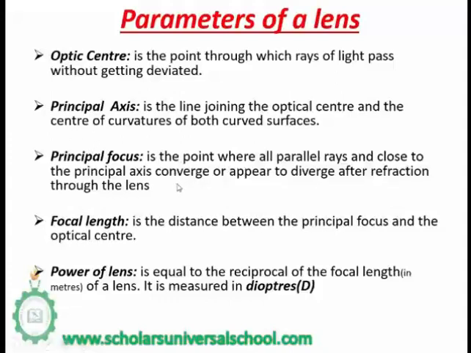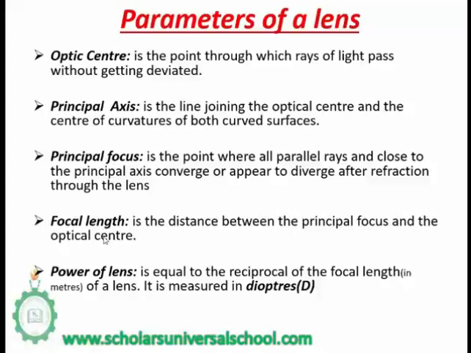But if you have a situation where you have parallel rays close to the principal axis, and you make these rays incident on a converging lens, the rays will converge at this point, which is the principal focus. But if they are incident on a diverging lens, they will appear to diverge from this principal focus. So, what do you mean by focal length?